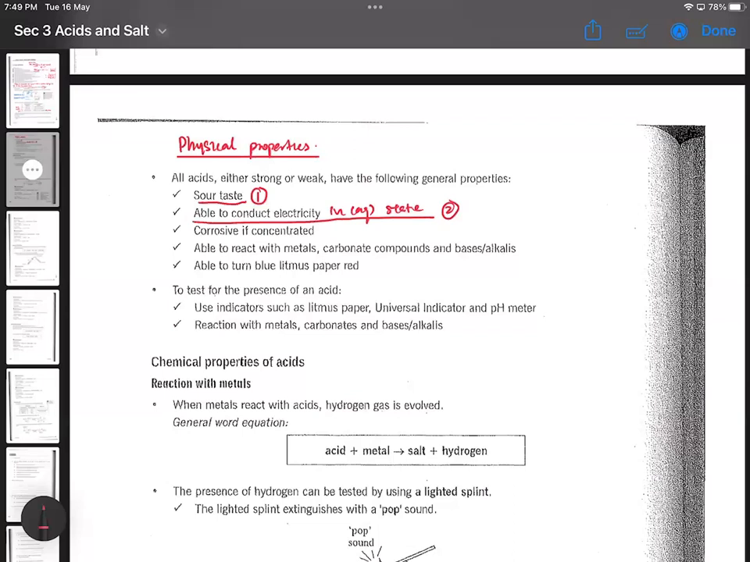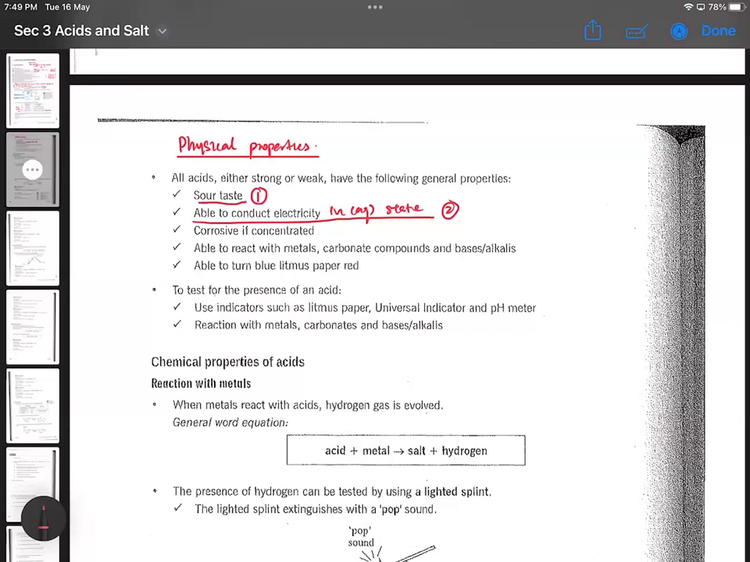Okay, so other than this, other things like turn litmus red, will it be a physical property or chemical property? Because it is very gray. Some schools accept this as physical, some schools don't. To me, my stand is that litmus is basically a chemical. If you can cause a chemical to change from blue to red in the presence of the acid, the acid must have reacted with the chemical to change its color.